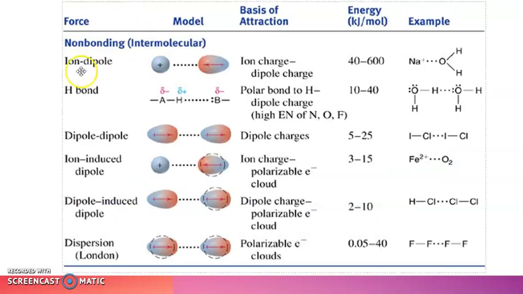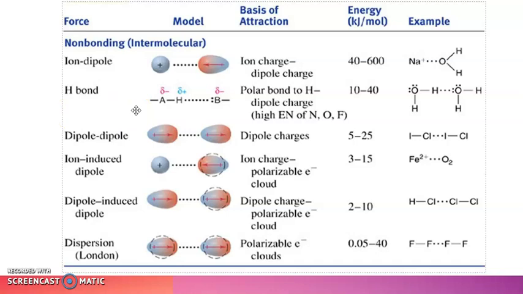In that, first is ion-dipole, where an ion is interacting with one pole of a dipole. This is quite a strong bond as an ion is involved. The bond energy lies in the range of 40 to 600 kilojoules. An example is a sodium cation developing interaction with oxygen of water. Then hydrogen bonding. Students, we are going to study hydrogen bonding in detail in later slides.